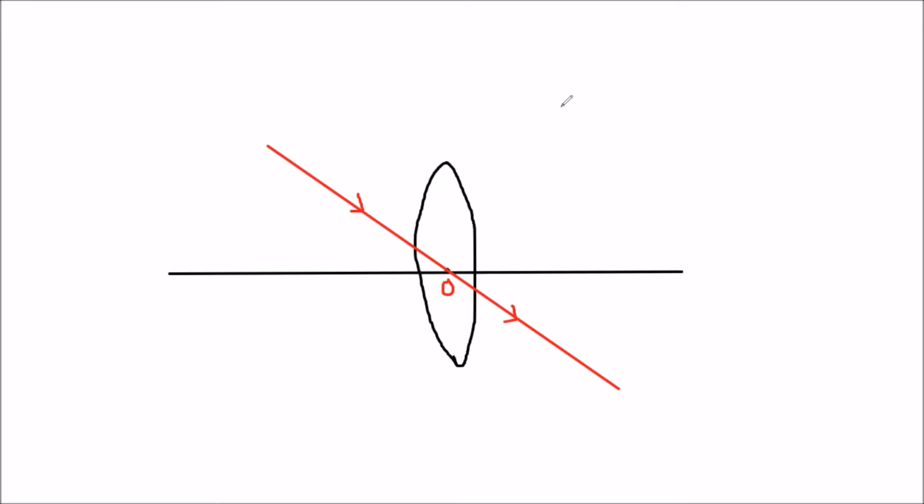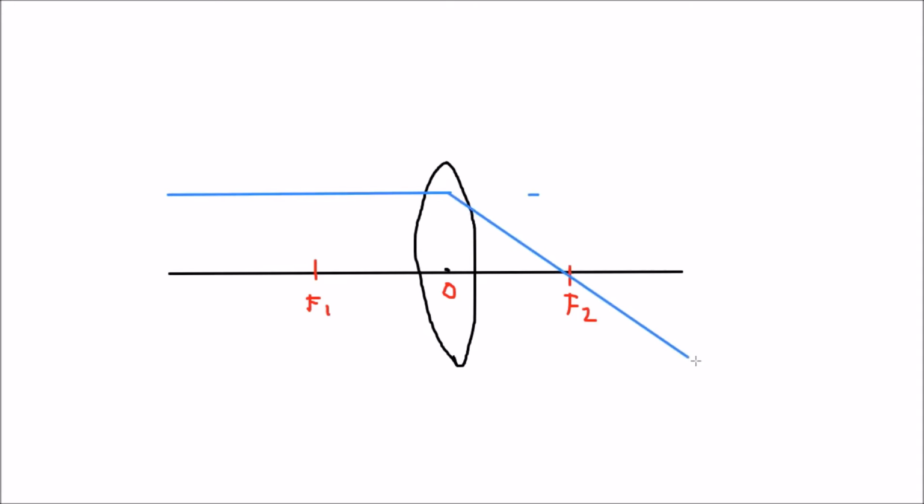So if we summarize all the three rules on one screen, it goes like this. I will first put F1 on this side. This is focus 1 on the left side. This is focus 2 on the right side. So rule 1, I will draw with the blue color. It goes like this: a ray which is parallel to the principal axis after refraction passes through focus. This is rule 1.